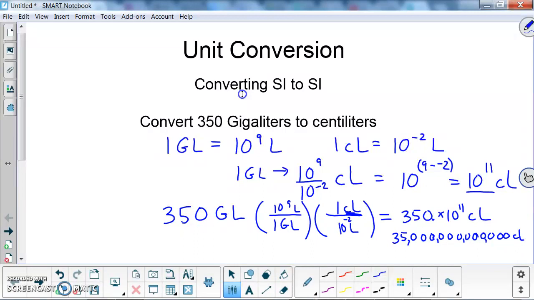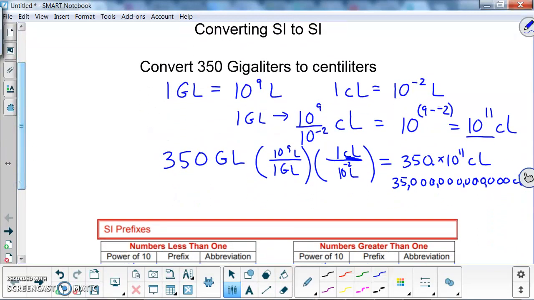That is international system to international system, where I could do this with two fractions, or if you can do the direct conversion, you could also just write 10 to the 11th centiliter over 1 gigaliter, and you get the same result.